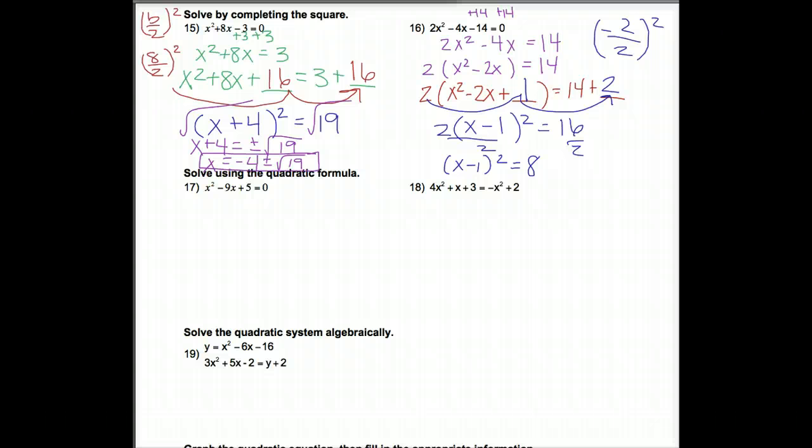Then you can take the square root on both sides. So that's going to give you x minus 1 equals plus or minus radical 8. Radical 8 you need to simplify because it's divisible by 4. So that's going to be 2 radical 2. And so then your last step is to add the 1. So add the 1, x equals 1 plus or minus 2 radical 2.